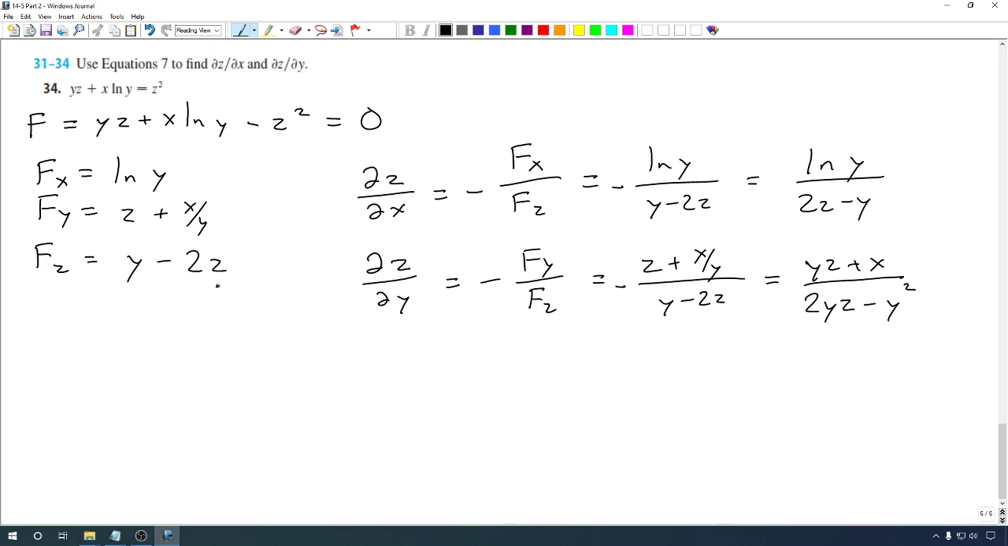Let's actually look at the surface that's defined by this. Note that GeoGebra doesn't like to graph implicit surfaces, so if I just plugged in the formula yz plus x ln of y is equal to z squared, GeoGebra probably won't have any idea what to do with that. So I'm actually going to take a technique from chapter 16 to show this to you.